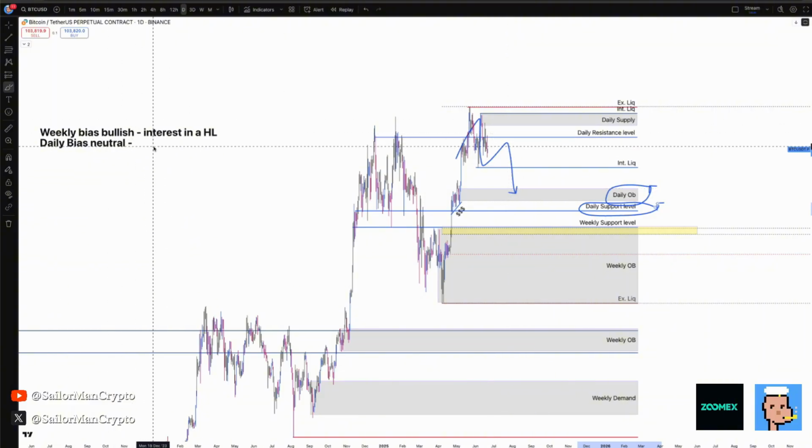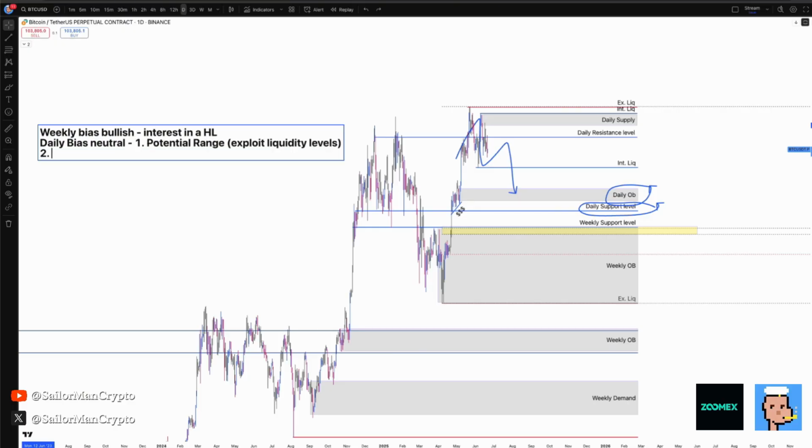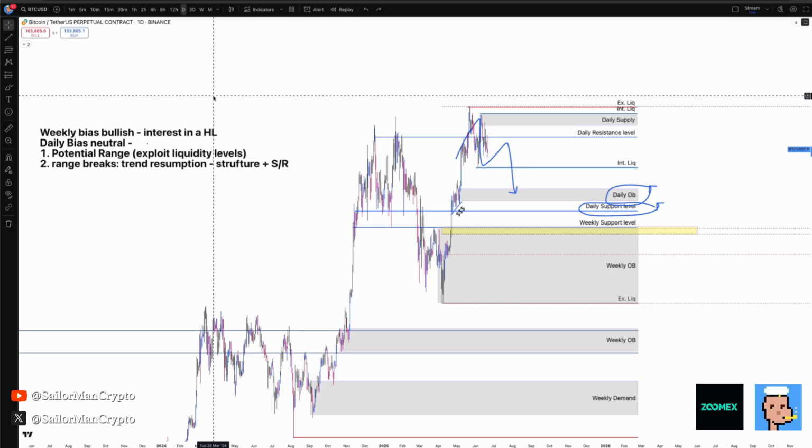So the neutrality of a bias needs to be explained. How to explain it? One, potential range, exploit liquidity levels. Two, range breaks, trend resumption. I will explain: structure plus support and resistance. So let's explain this point.